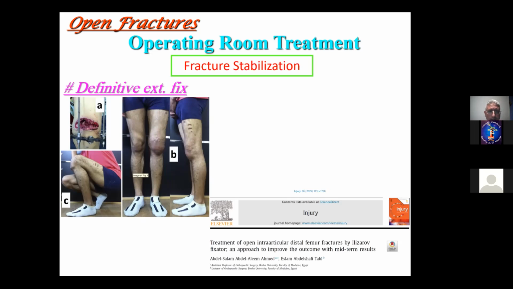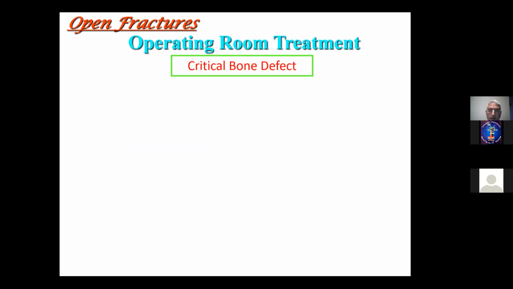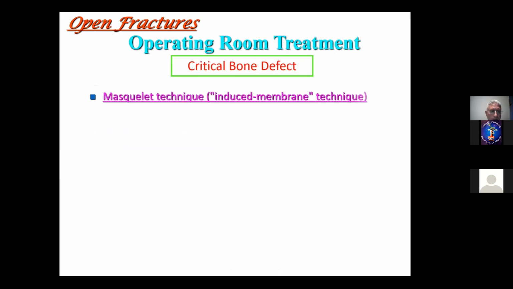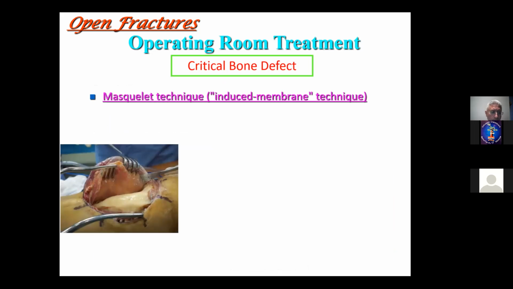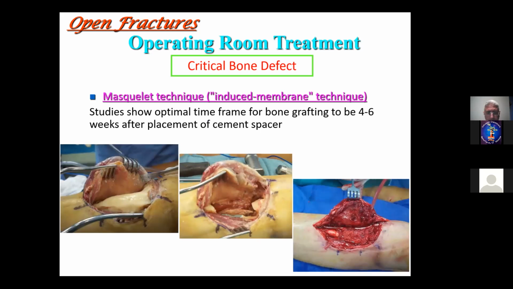Fixation with plates and screws has been associated with increased risk of infection, of course. We have a critical bone defect. The critical bone defect can be treated by the masquelet technique or the induced membrane technique. The first stage is to fill the defect with a bone cement, and after 4 to 6 weeks, the bone cement is removed and a graft is applied.